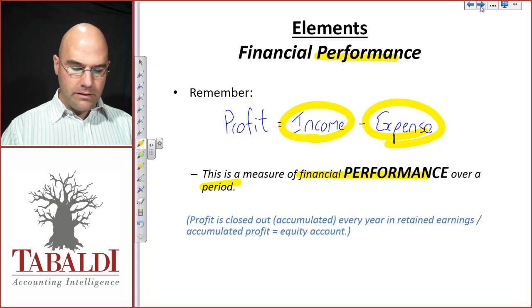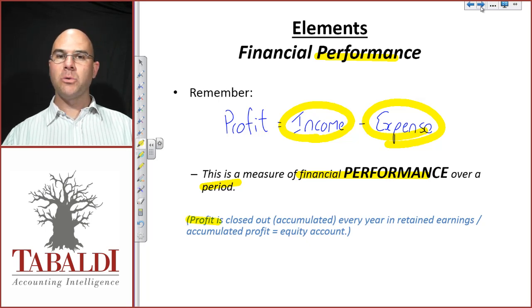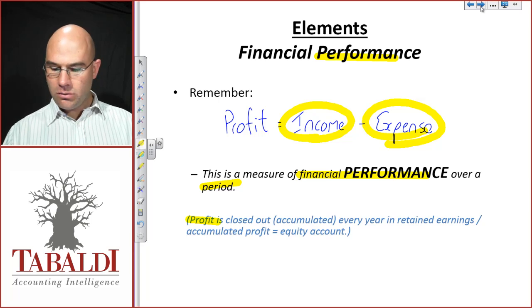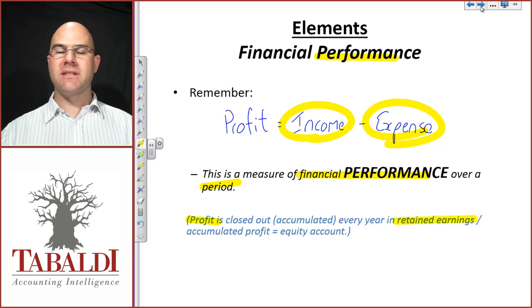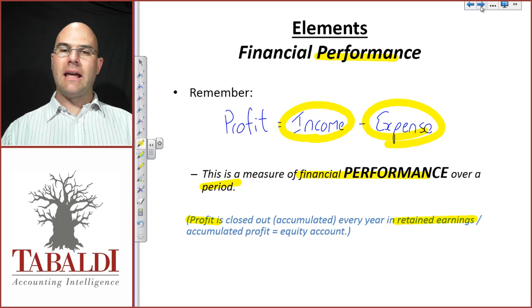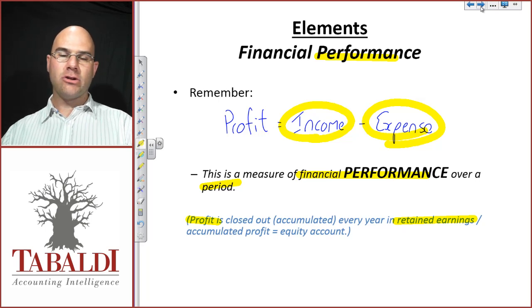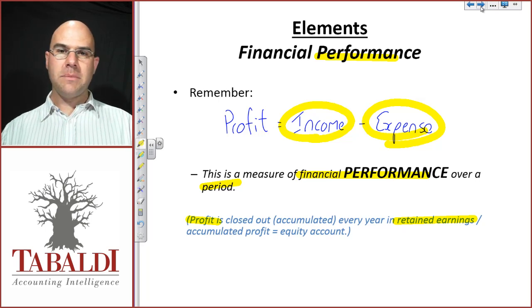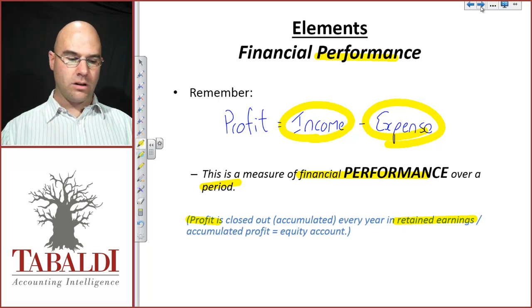Remember that at the end of this, profit is eventually closed out or accumulated every year into an equity account. Sometimes we call that retained earnings or accumulated profits. Now, the equity account is a financial position concept, whereas the profit, the income minus expenses, is a financial performance concept.